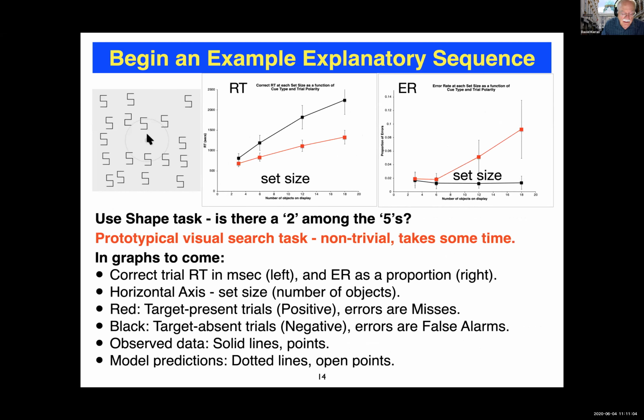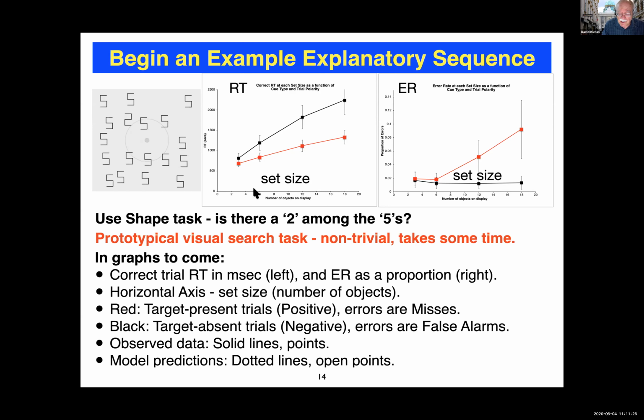It's a prototypical search task. It's non-trivial, takes some time. Here are the reaction times. This is 2,500 milliseconds up here. Here's the error rate. That's like 0.14 up here, in terms of 14% errors. What I'm showing you here, the red lines are for the target present trials.